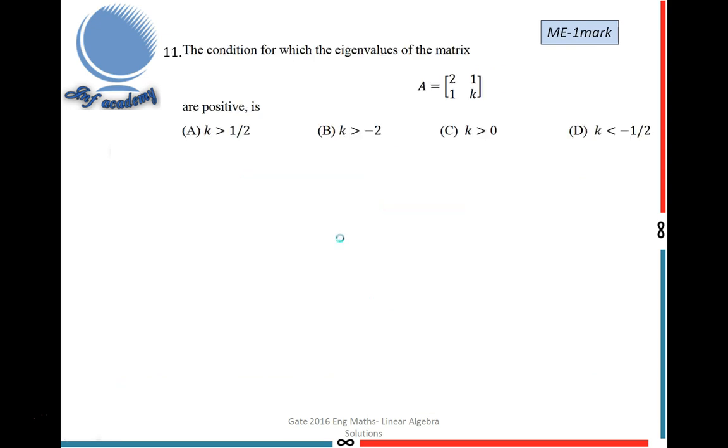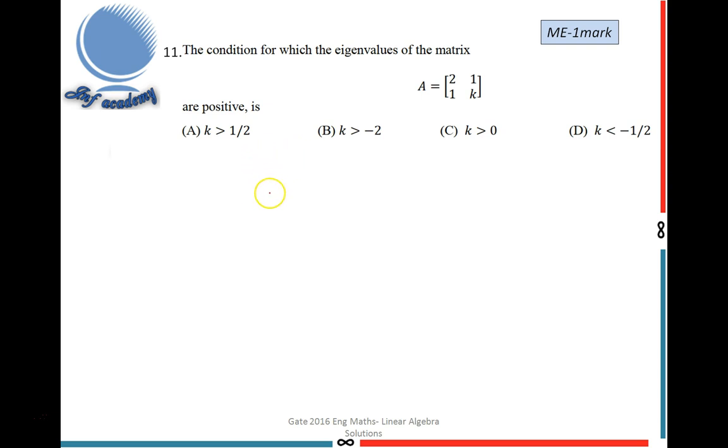Now let's move on to the 11th problem. The condition for which the eigenvalues of the matrix A equal to 2, 1, 1, k are positive is k greater than 1 by 2. Options are given. It's from ME department. It has 1 mark. So the condition is that the eigenvalues of the given matrix are positive only.